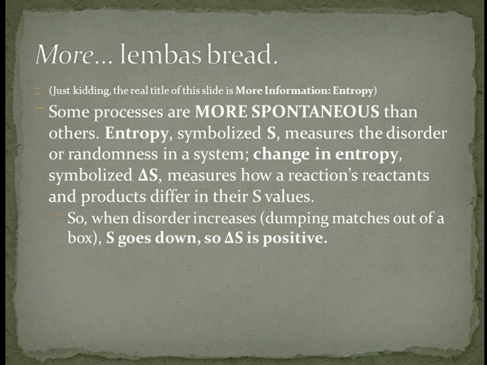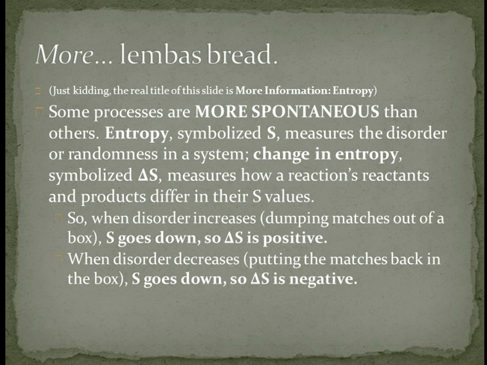So the net amount of disorder or randomness in that system of the matchbox is a lot larger once the reaction has occurred. On the other hand, when disorder decreases in a reaction, such as taking the matches off the table and putting them back neatly into the box, the amount of disorder goes down because order goes up. You have a double negative there. Since disorder goes down, the system becomes more orderly, so delta S is a negative value there.